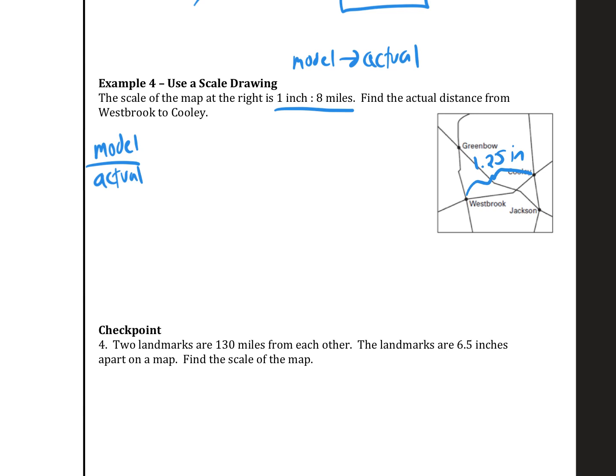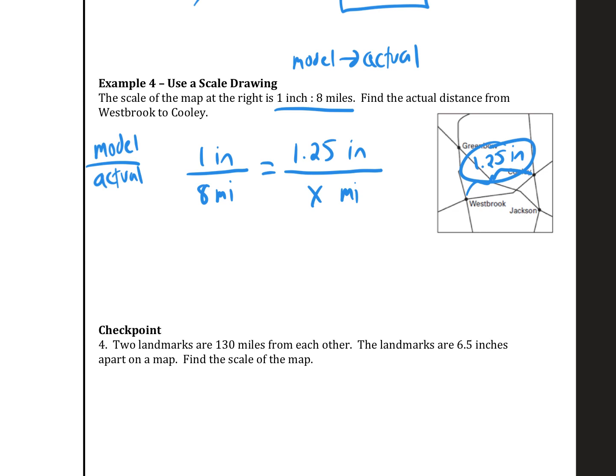What number is the model size? 1 inch, right? So 1 inch is the model size over, what's the actual size on the map? 1 inch is actually 8 miles. And that equals, and we're looking for the actual distance from Westbrook to Cooley. Do we know the model or scale size of the distance? Yeah, we know that's 1.25. So 1.25 is the model distance, and we don't know this, so we're going to put X miles down here.